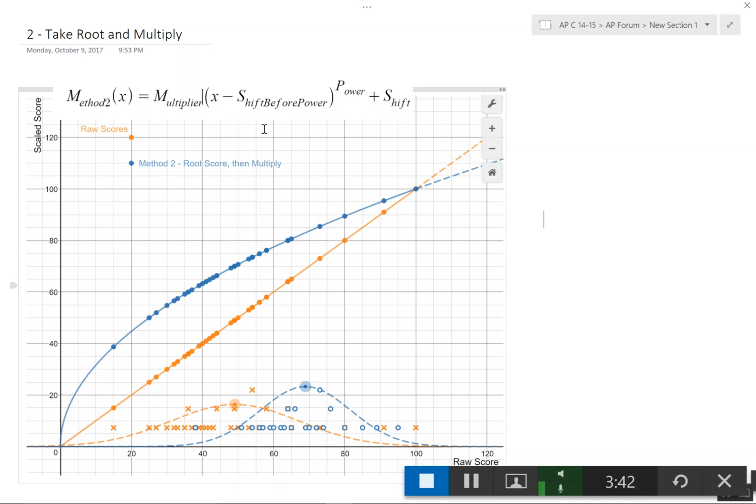Now, I added a couple other features, like you can shift it vertically up or down, like just tack on 10 points or something. And if you wanted to, you could even shift the score before you raise it to a power. Also, the power doesn't have to be a half, meaning square root. It could be any power you want, and the multiplier doesn't have to be 10. It could be any multiplier you want.